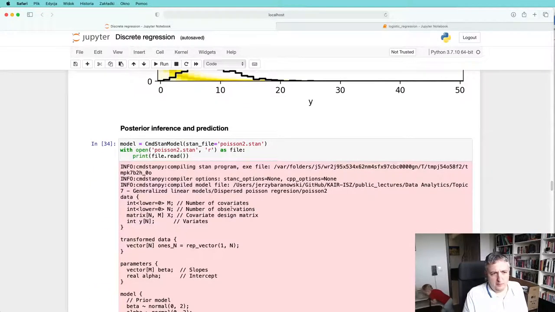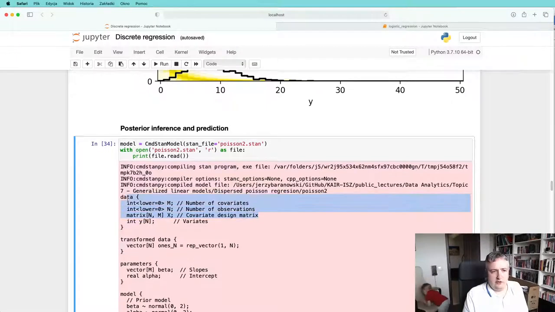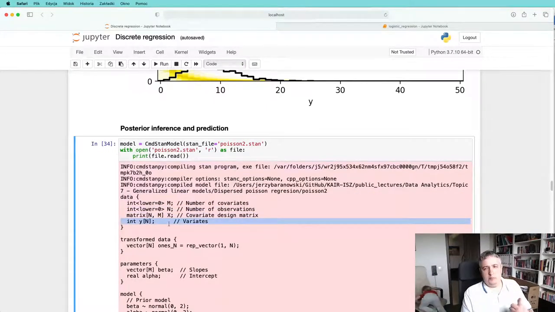We create our model. The model again is very similar. We provide almost the same data, but outside of the covariates in the matrix, we don't provide the sigma because we will be inferring the sigma. But oh no, we are not inferring the sigma. We're providing it directly, but we will be providing it with the data.